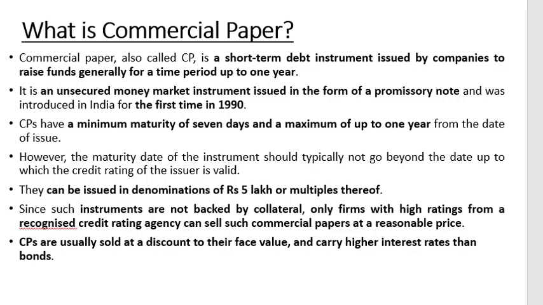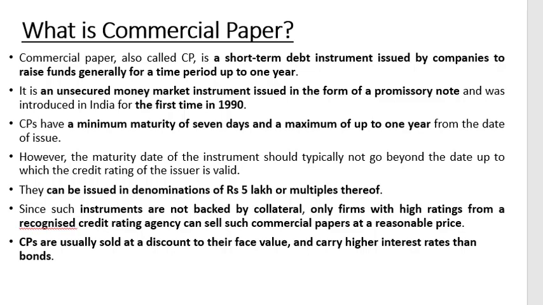Commercial papers have a minimum maturity of 7 days and a maximum of up to 1 year from the date of issue. However, the maturity date of the instrument should typically not go beyond the date up to which the credit rating of the issue is valid. Commercial paper can be issued in denominations of ₹5 lakh or multiples thereof. Since such instruments are not backed by collateral, only firms with higher ratings from a recognized credit rating agency can sell such commercial papers at a reasonable price.